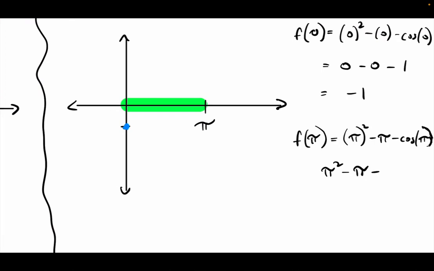If you go to your chart, let's see, do I have my chart up here? Oops, that's the wrong one. I don't have my chart here. It's actually 0. It's on your chart, cosine of pi is 0. So 0 minus 0. So pi squared minus pi. So roughly 12-ish minus 3-ish, so 9-ish. Around 9. Definitely a positive number.